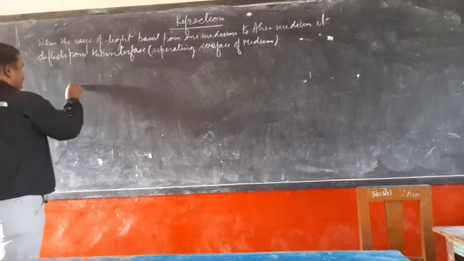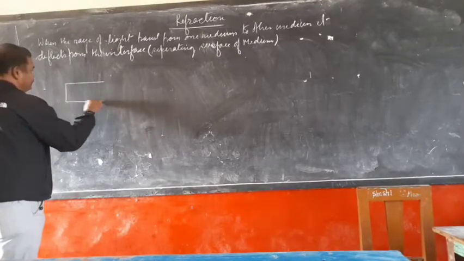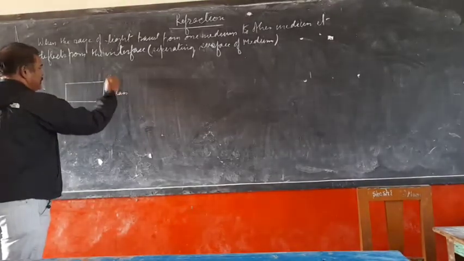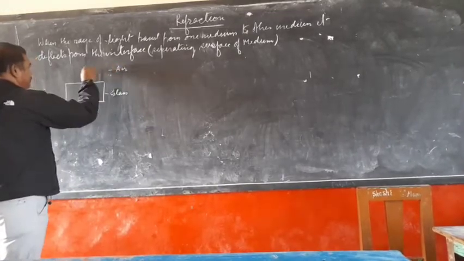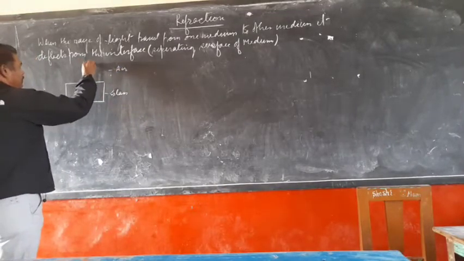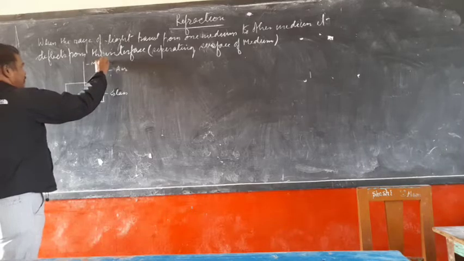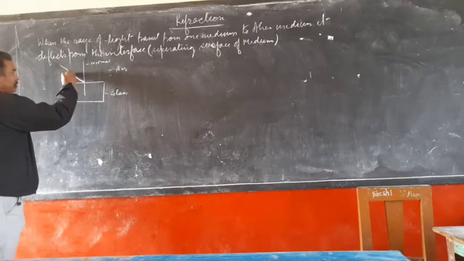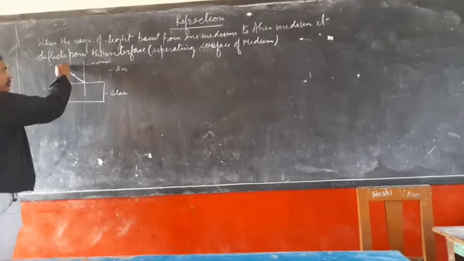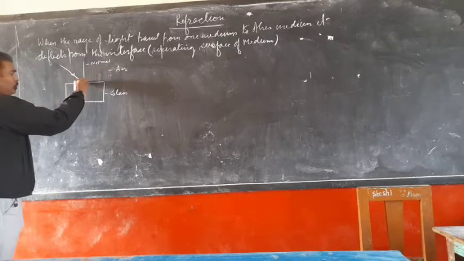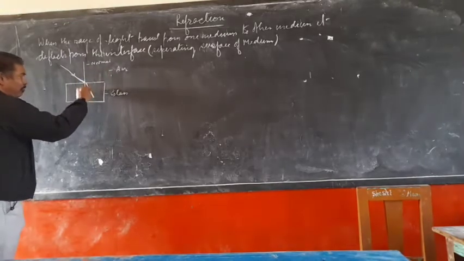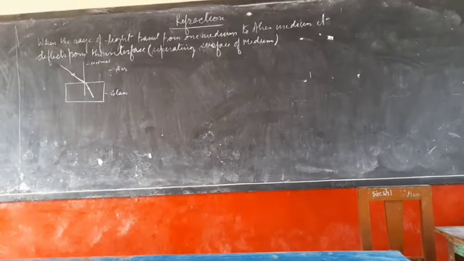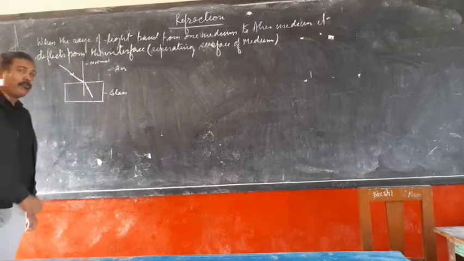Now, suppose this is a glass medium, and this is the air medium. Here I have drawn the normal. When the rays of light enter from the air medium to the glass medium, they deflect from their original path. There are two rules of the deflection.